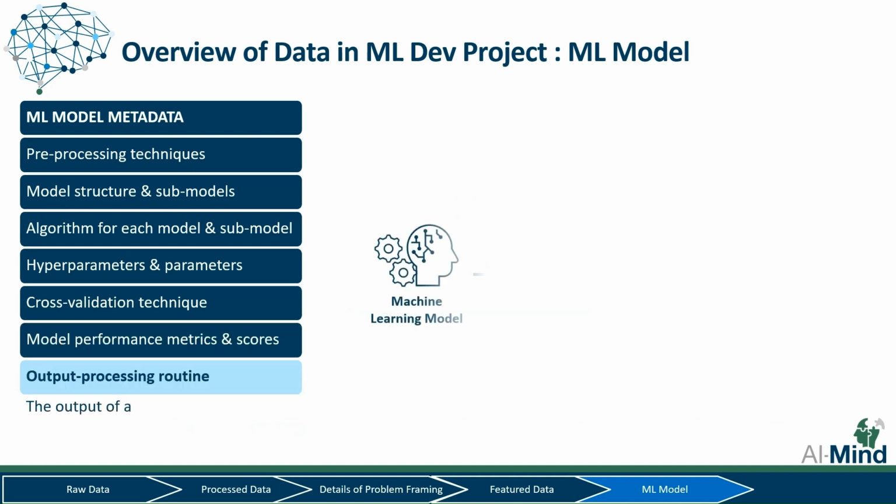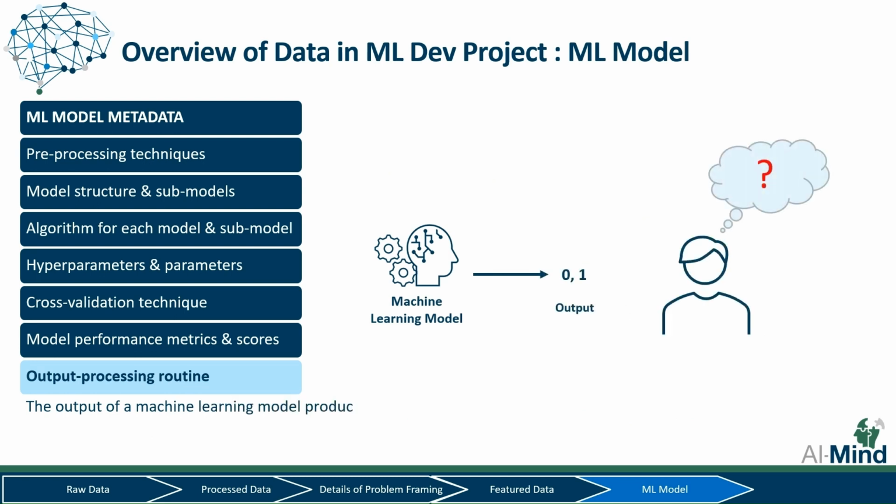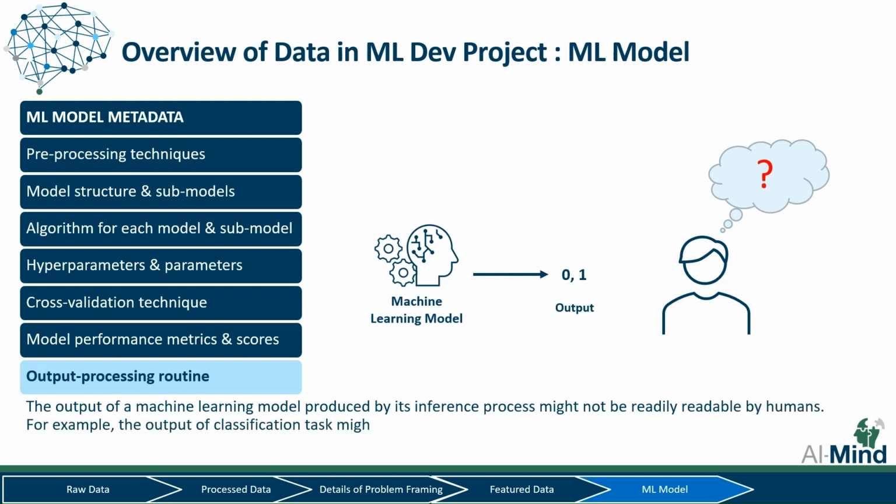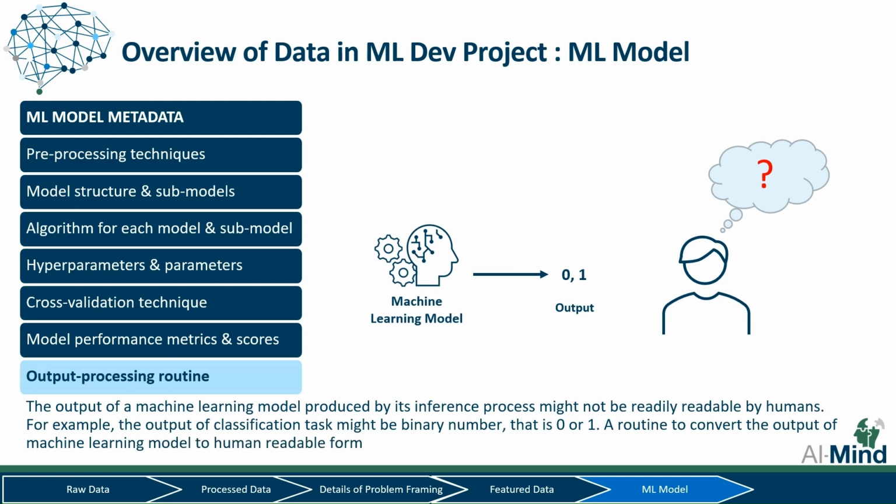The output of a machine learning model produced by its inference process might not be readily readable by humans. For example, the output of a classification task might be a binary number, that is 0 or 1. A routine to convert the output of the machine learning model to a human-readable format should be made available and specified here.